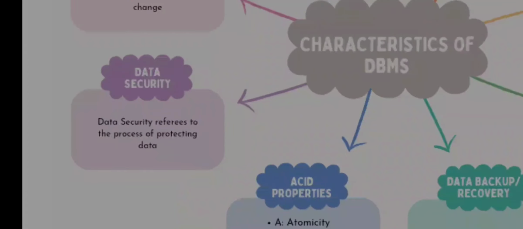The next is data security. Data security refers to the process of protecting the data, which we have seen in user administration. Whatever is done in the database is secured and is under the camera, like having a camera looking after it, so it is secured and protected.